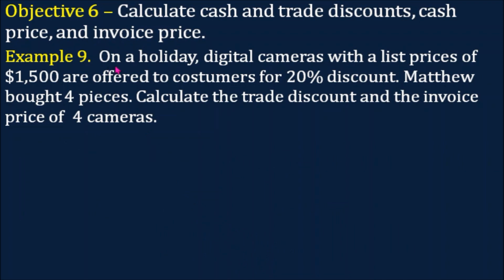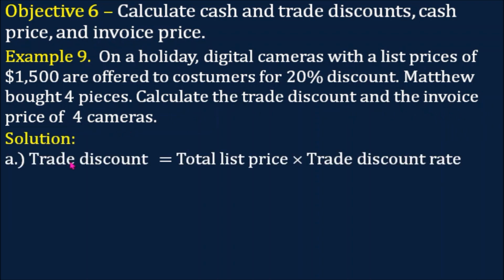Example number 9. On a holiday, digital cameras with a list price of $1,500 are offered to customers for 20% discount. Matthew bought 4 pieces. Calculate the trade discount and the invoice price of 4 cameras. So this is our solution.